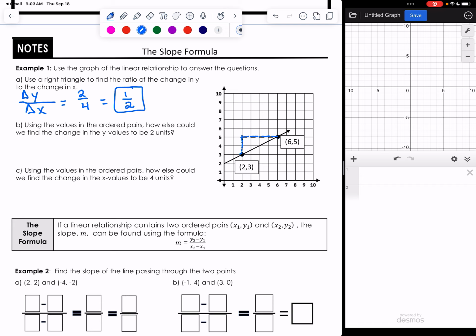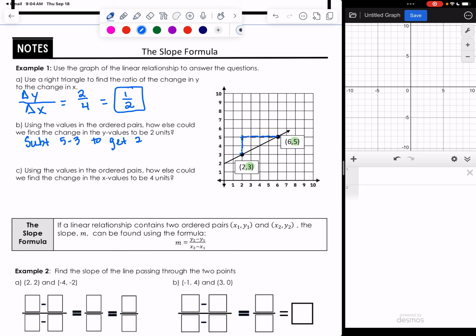In part B, they want you to use the values in the ordered pairs. Using the values in the ordered pairs, how else could we find the change in the y values to be 2 units? So let me highlight our y values here. All right. So how could we use those y values to find the change to be 2 units? Think about that. All right, hopefully you said that you could subtract 5 minus 3 to get 2.